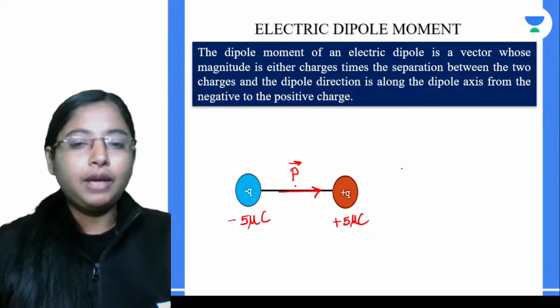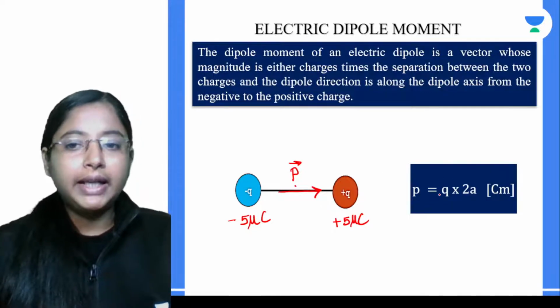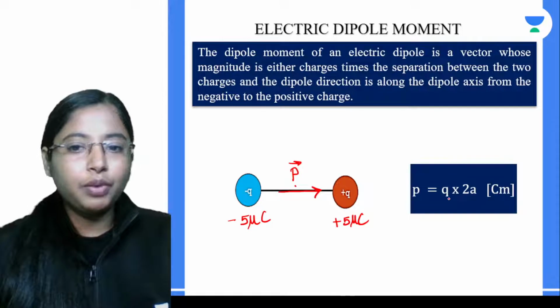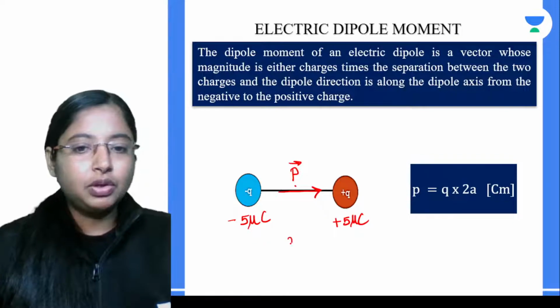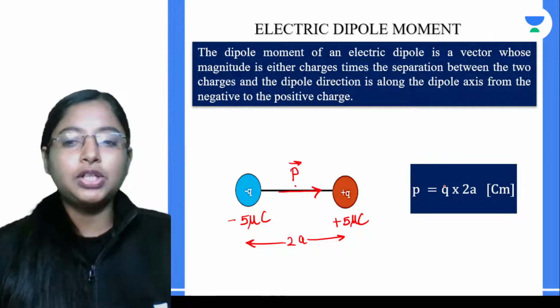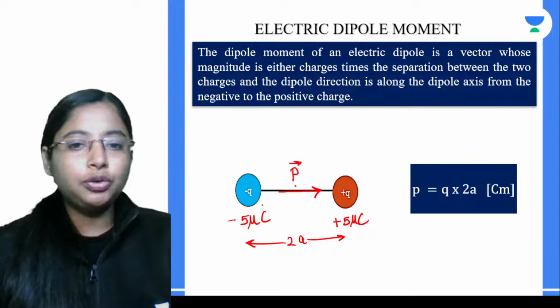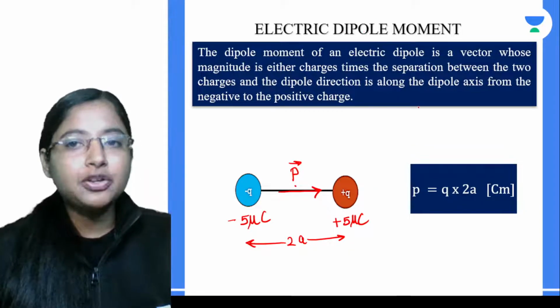Okay, so if you want to find the magnitude of the dipole moment, it's very simple. Take the magnitude of any one of the charges, because magnitude-wise they are equal, and take the distance of separation between them. Let's say the distance of separation is 2a. This quantity is nothing but the product of the magnitude of one of the charges and the distance of separation between the two charges. This gives us the electric dipole moment.